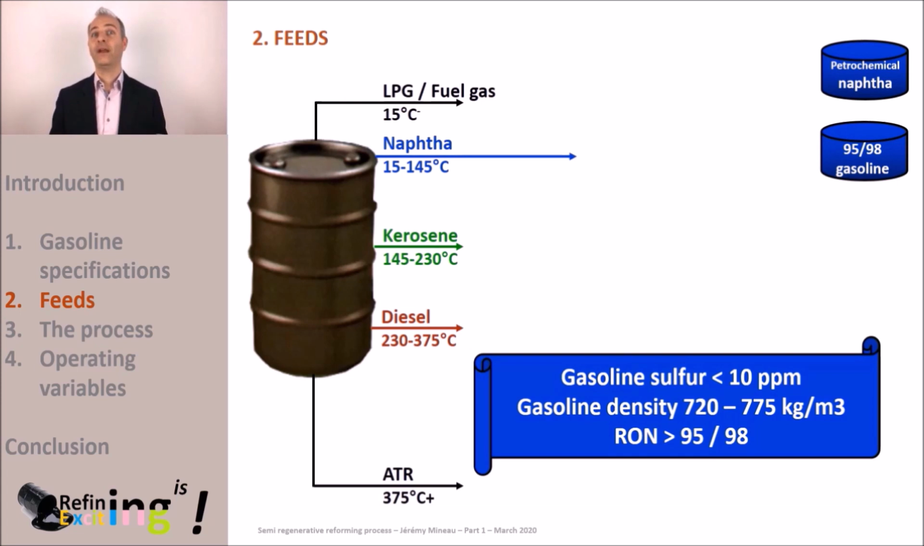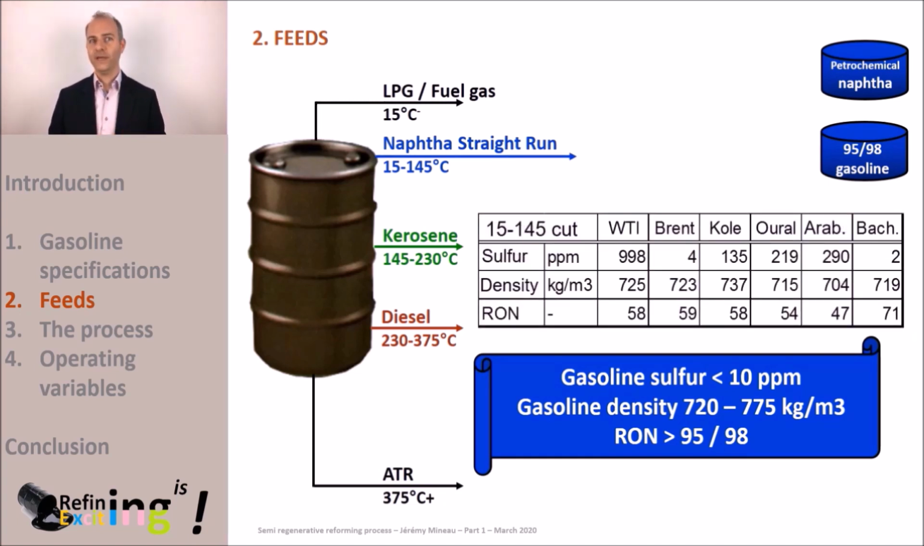Now, let's see what are the main characteristics of the naphtha cut that is naturally produced from the initial crude distillation, and which is often known as straight-run naphtha. Let's focus on 6 different types of crude. WTI, a crude produced in the US, Brent, produced in the North Sea, Europe, Congo, coming from Congo, Africa, and Urals from Russia. Concerning Arabian crude, there are several, and I've selected a medium Arabian crude. Finally, we have the Bachaquero crude coming from Venezuela.